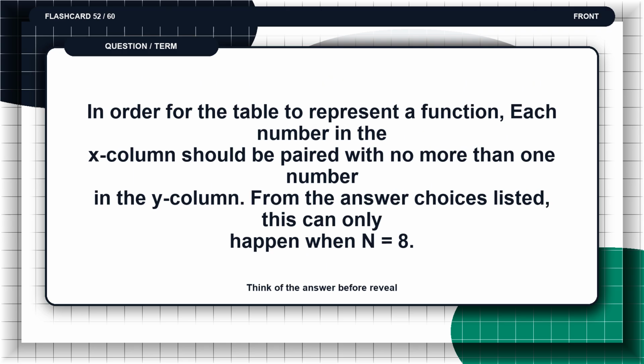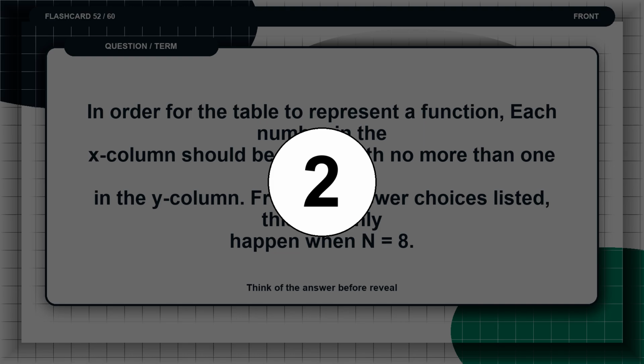Flashcard 52. In order for the table to represent a function, each number in the X column should be paired with no more than one number in the Y column. From the answer choices listed, this can only happen when n equals 8. Think of the answer before the reveal.